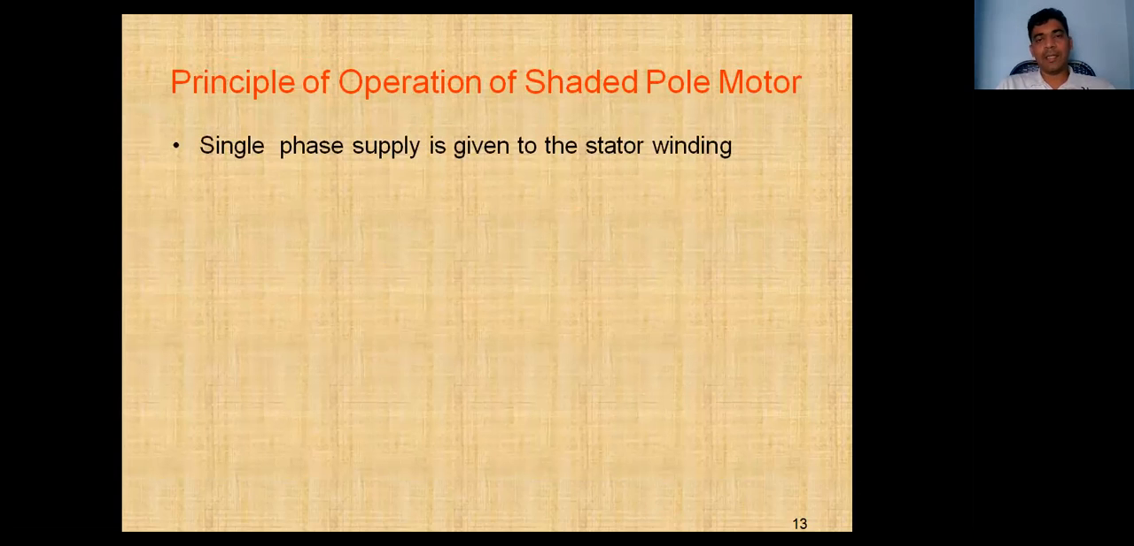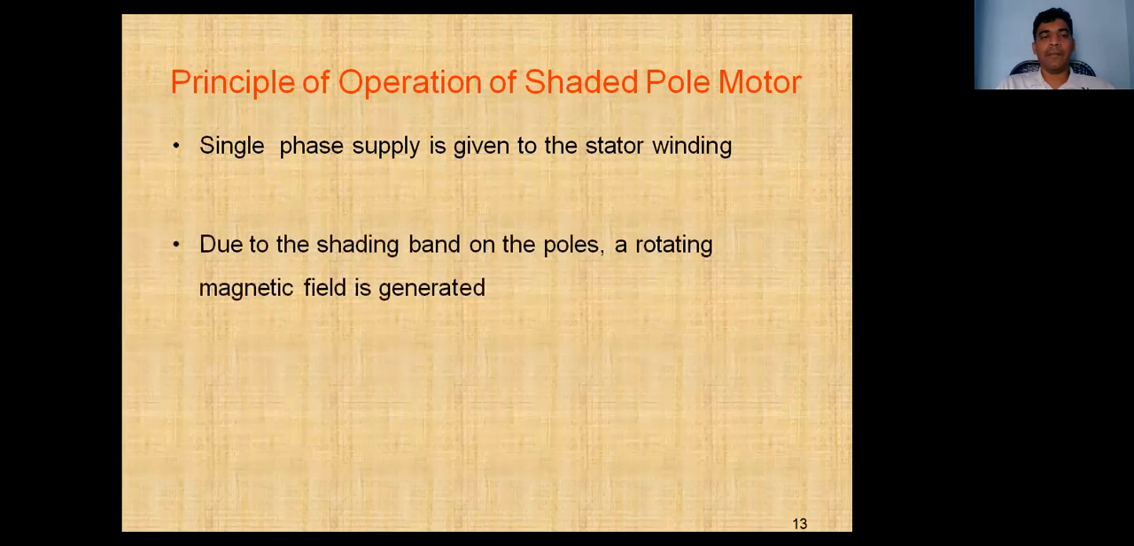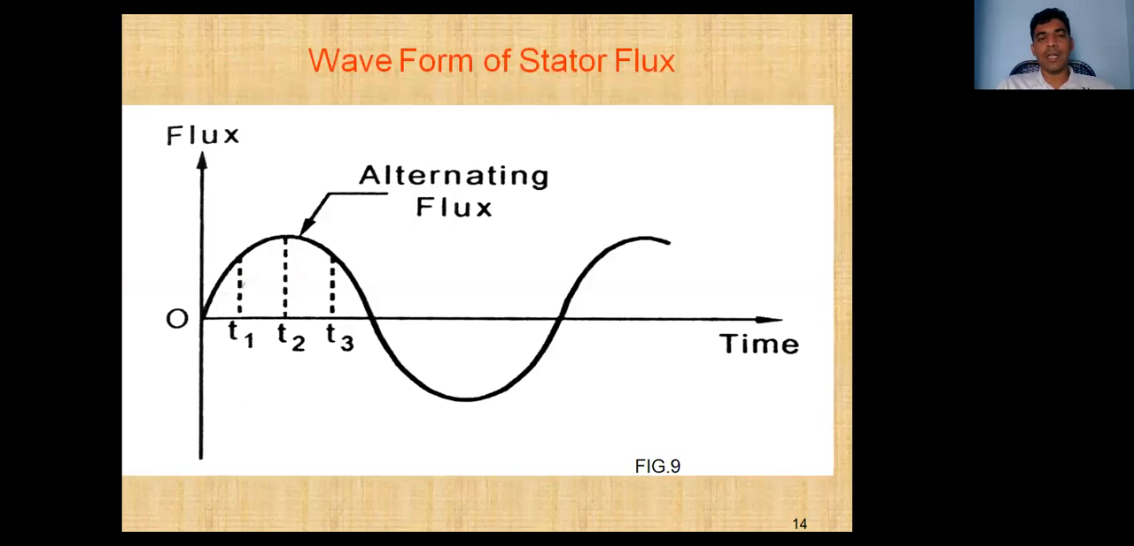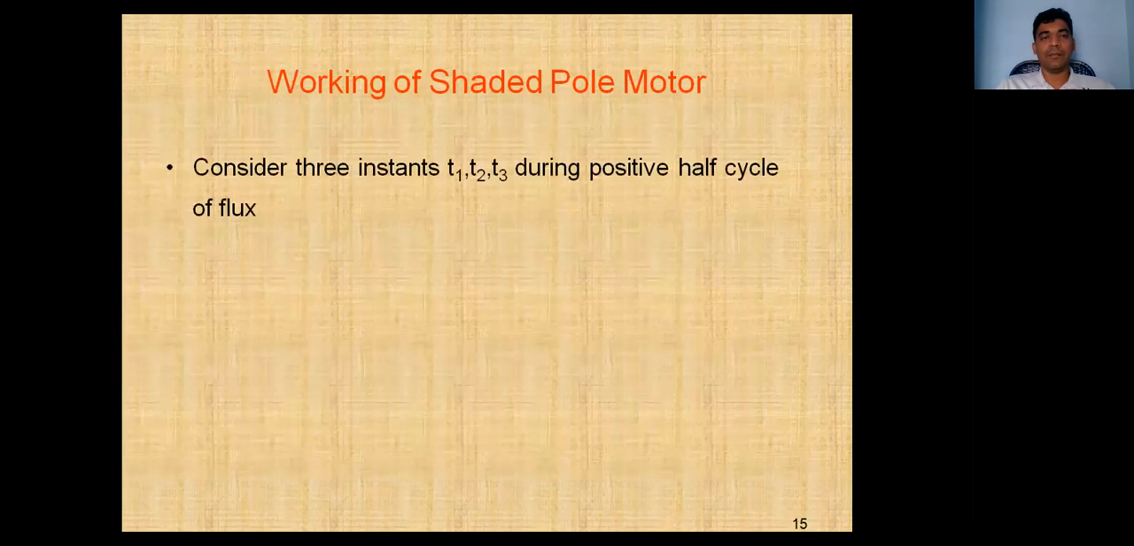Single phase supply is given to the stator winding with the shading band on the poles. A rotating magnetic field is generated here. This is the waveform of stator flux, alternating flux. Consider three instants T1, T2, T3 during the positive half cycle of flux.